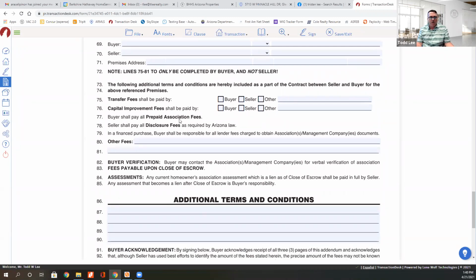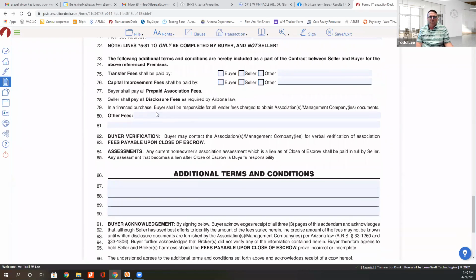Buyer shall pay all prepaid association fees. Seller shall pay disclosure fees. If a finance purchase, buyer shall be responsible for all lender fees charged to obtain association management company documents. That's a big piece right there.